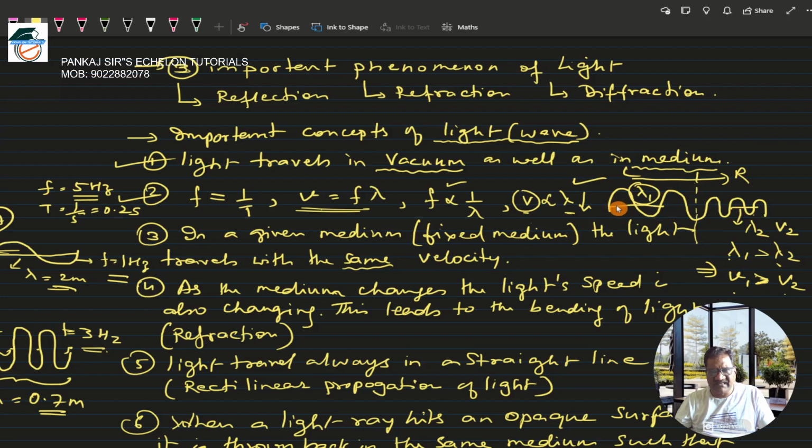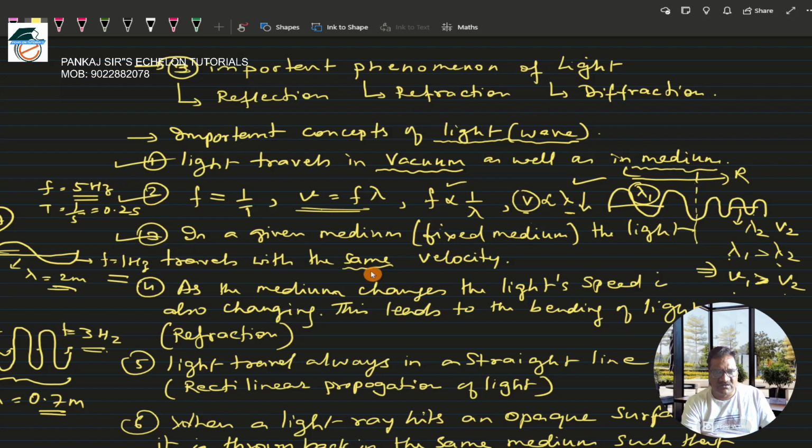So whenever a light is traveling from a higher speed, and its speed is coming down, then what will happen? The wavelength will also be reduced. Okay, so when the velocity decreases, the wavelength also decreases, and when the velocity increases, the wavelength increases. That is what you have to remember. Okay, so these were the two concepts of light.